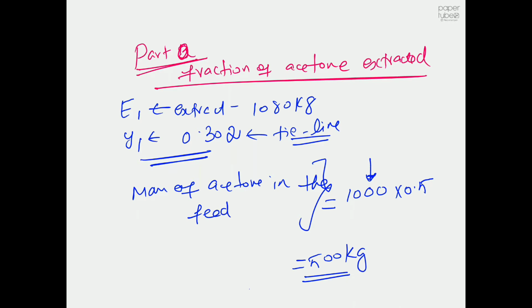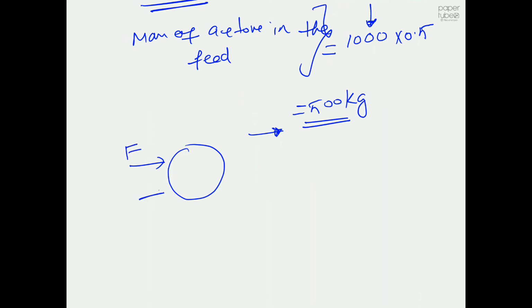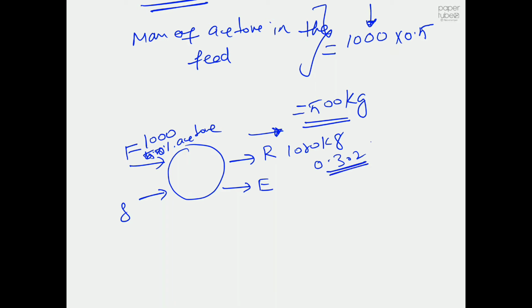This is the initial amount of acetone that enters our extraction unit. We have the feed of 1000 kgs, with 0.5 mass fraction, or 50%, acetone, and on the extract side we have 1080 kilograms, out of which 30.2 weight percent is acetone. So that's our fraction of acetone on the extract side.